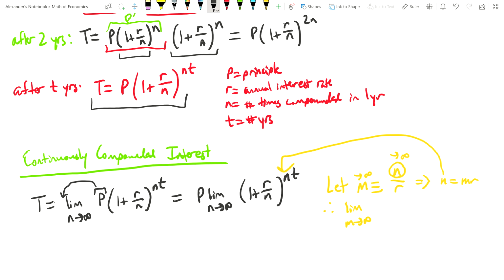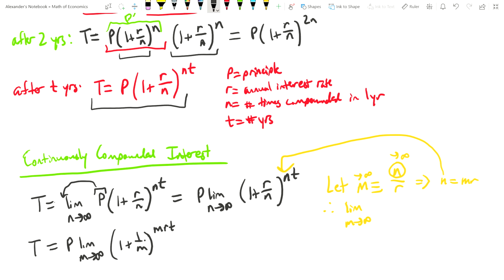And what we get is this: the total equals P times the limit as m goes to infinity of 1 plus 1 over m to the mrt. Now, why on earth did we do that weird substitution?